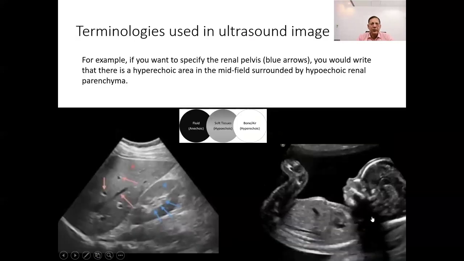In the following image, for example, if you want to specify the renal pelvis, blue arrows, you would write that there is a hyperechoic area in the midfield surrounded by hypoechoic renal parenchyma. The liver parenchyma or functional tissue is also hypoechoic. In the second image of a fetus, the fetal skull is echogenic, the brain tissue is hypoechoic, and the amniotic fluid is anechoic.